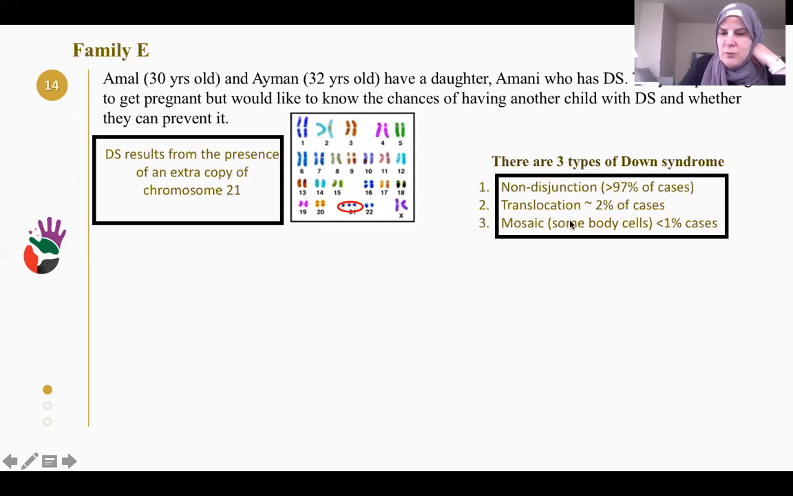There's a smaller proportion, almost 2%, that have a different picture, and it's called translocation. And then there's a very much smaller percentage which are called the mosaic type of Down syndrome. In that case, there's like a mosaic, so you have some normal cells and some Down syndrome cells that look like this.